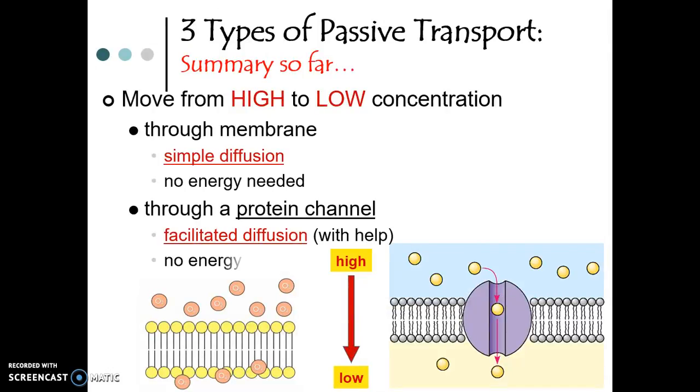So just to repeat one more time, no energy, moving from high to low, as you can see in both of these images. Simple diffusion, really, really tiny, goes right through the plasma membrane like we see here. Okay, facilitated diffusion, particles are a little bit bigger, so they need a little bit of help. They need to be facilitated by using one of these always open transport proteins.